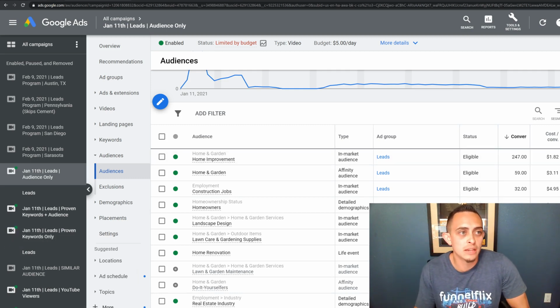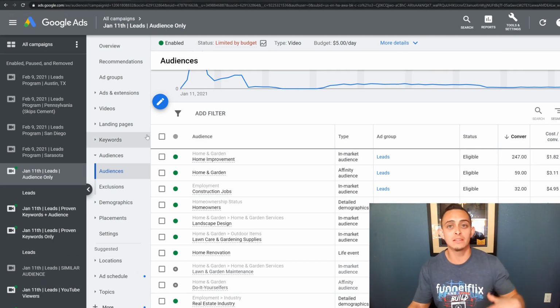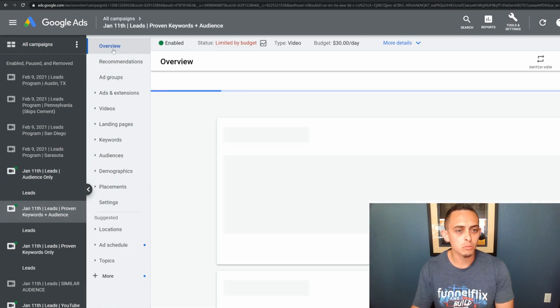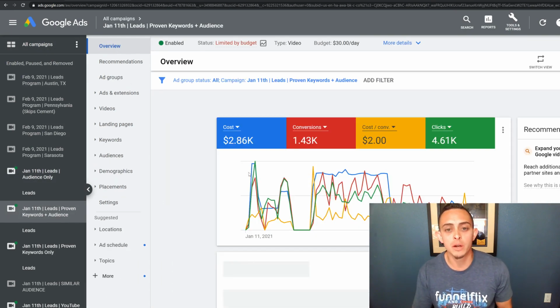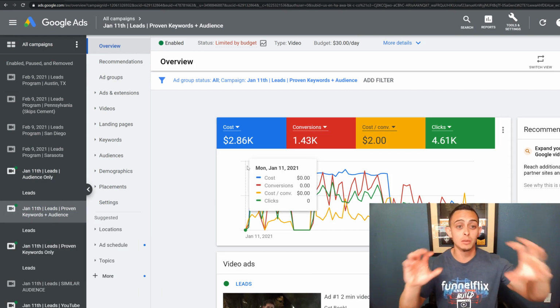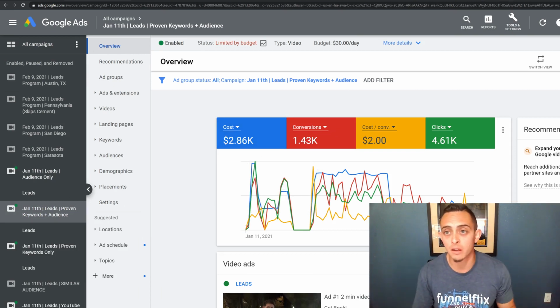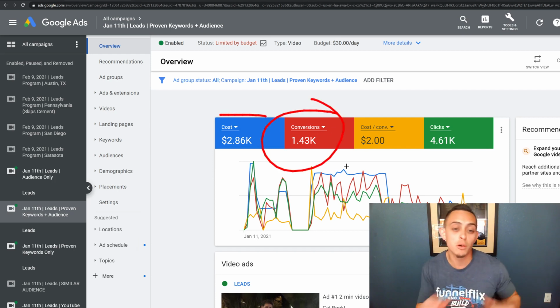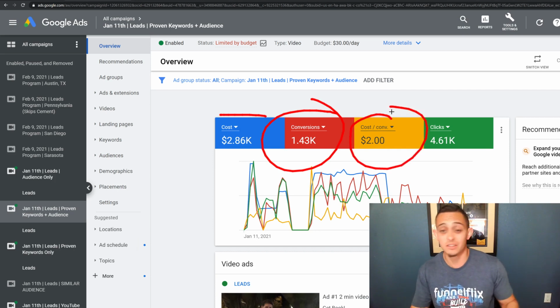Very, very powerful, guys. As you can see, we're actually running a ton of ads with this business, okay? So let me just go and show you. This one right here, we're running keywords and audiences, so we're actually doubling it. So we're even more targeted. So you can see here almost 1.4 thousand leads at $2 a lead, which is just insane, right? Again, these aren't just any old leads.